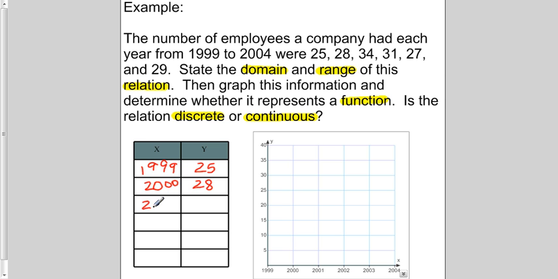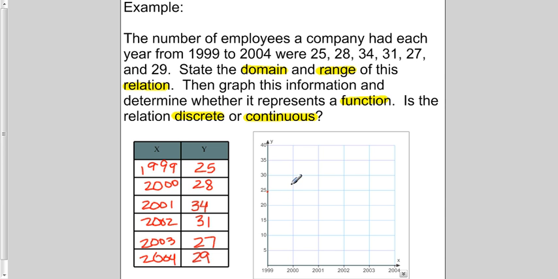In 2001, we had 34 employees. In 2002, we had 31 employees. In 2003, 27 employees. And in 2004, there were 29 employees. Okay, so we've made our table and now we're ready to graph the information. I've got the years along the x-axis and I went up by 5s on the y-axis. So in 1999, 25 right there.